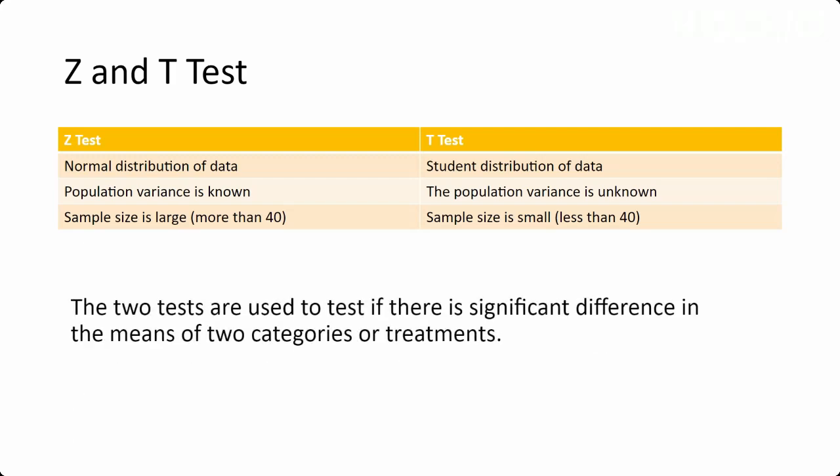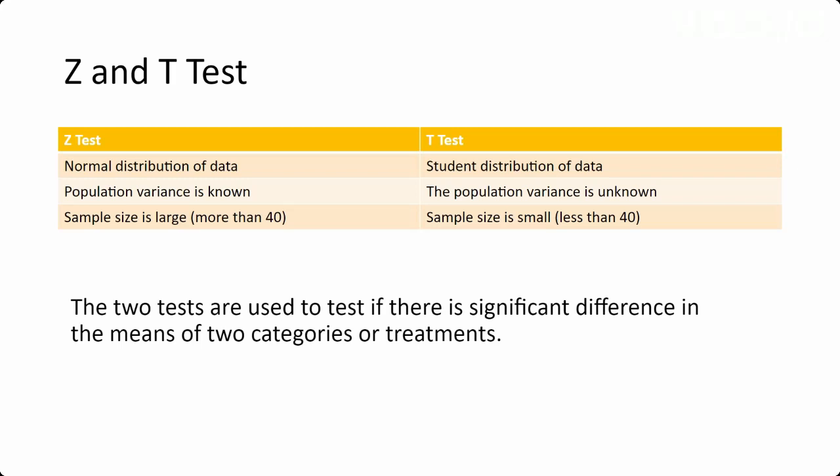So usually these two tests are used to test if there is a significant difference between the means of two categories or treatments. For example, you have boys and girls. If you want to test if the means of the results from the boys and the girls are significantly different, or female employees and male employees, for example, if their salaries are significantly different, you would use the Z test or T test, depending on those conditions which we have highlighted there.